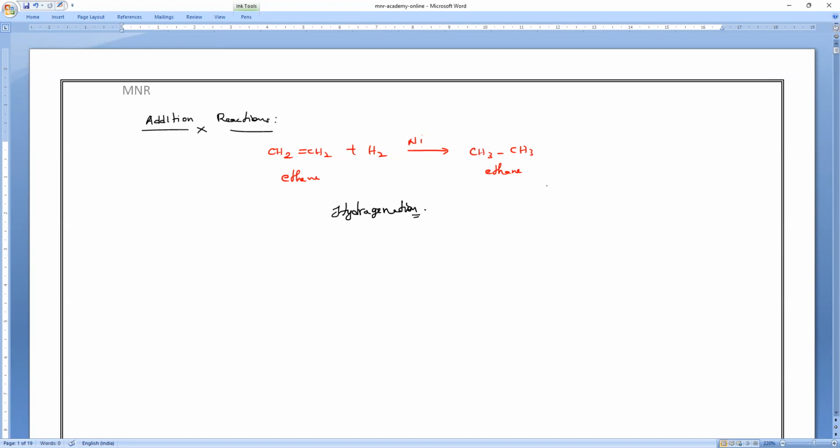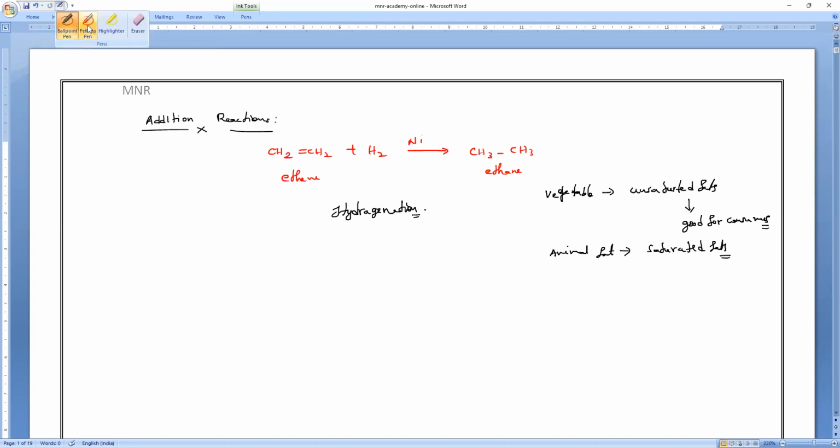So as I told you yesterday, vegetable oil contains unsaturated fats. This is actually good for consumption, good for consumers. But if you have taken animal fat, animal fat basically contains what, all of you? Saturated fats, which is not actually good for humans for consumption. As it is saturated, it is very stable in nature and it is difficult to digest.